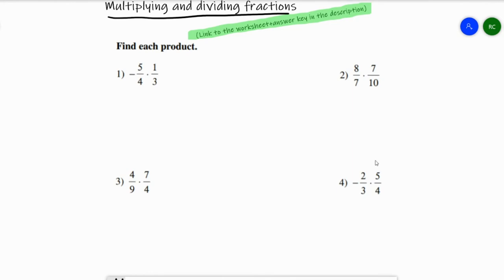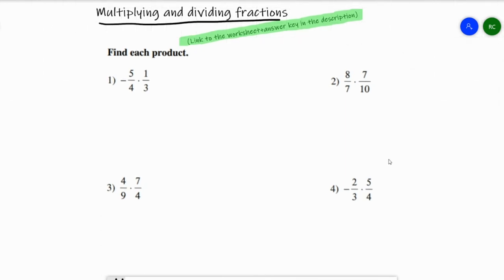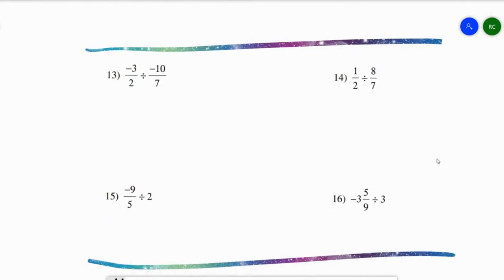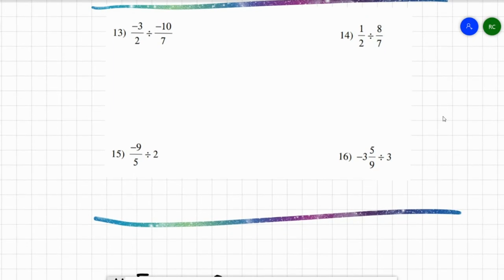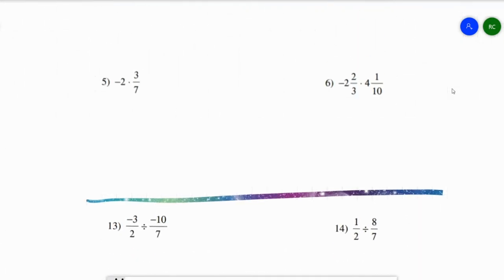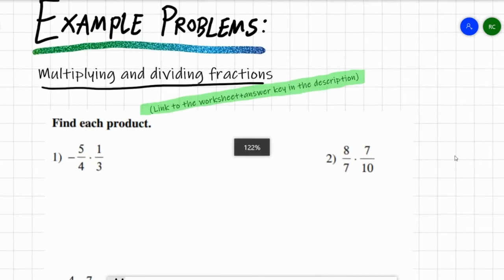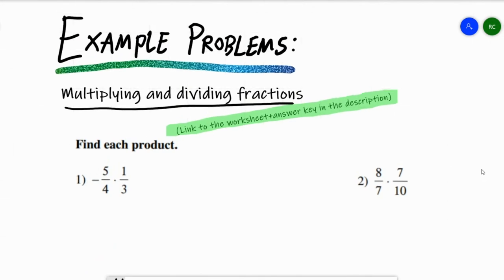Now, as usual, when dealing with a worksheet, my first recommendation is always to skim the whole worksheet and see, are there any problems that I can do very quickly? It doesn't look like it. So I guess we're just going to go from beginning to end here. Now, as before, there's a link to the worksheet along with its answer key in the description to this video. So if you'd like to follow along, or even better, if you'd like to give these problems a try on your own first and then come back to the video, that resource is there for you.